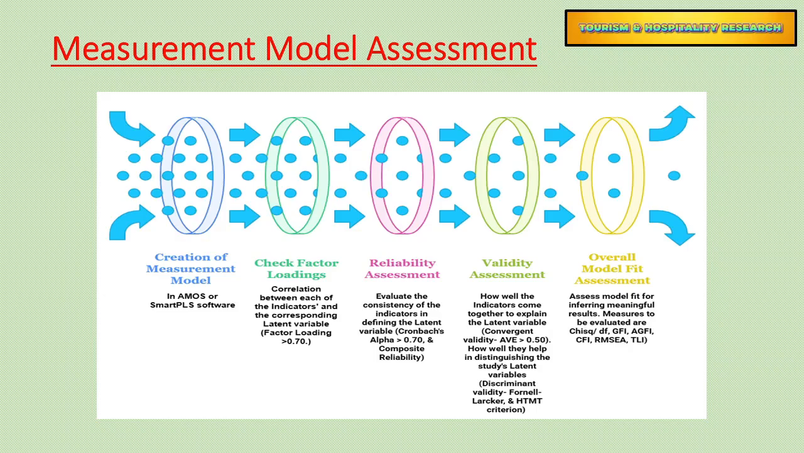The last step in this measurement model assessment is overall model fit assessment, which assesses the model fit for inferring meaningful results. Measures to be evaluated in model fit assessment are chi-square by DF, that is degrees of freedom, GFI, AGFI, CFI, RMSEA, and TLI. These are certain indexes which I'll be telling you about in the next slide. What do they mean and what are their thresholds?